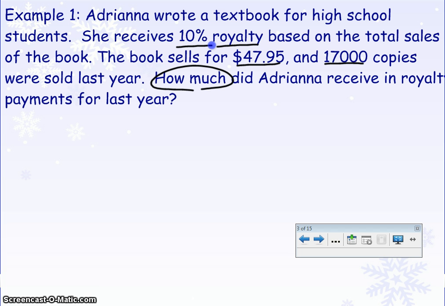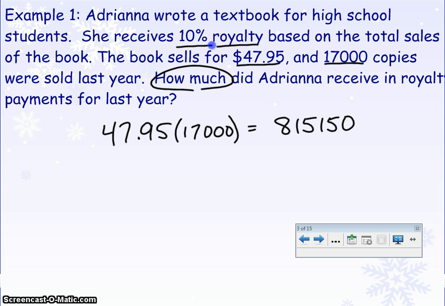Well, the first thing we need to do is find out how much the book sold total with all of the copies. So it was $47.95 per book, and 17,000 books were sold. So when we multiply that out, we found that it's a total of $815,150.